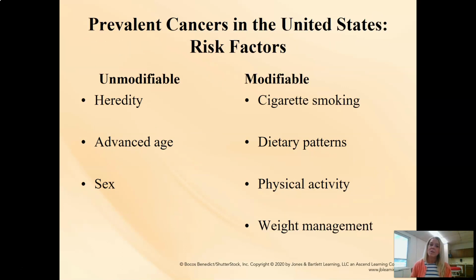Some of the risk factors for cancer are modifiable, some are not. The ones that we can't change are things like our heredity, what's passed down to us from our parents. Advanced age: older people tend to be a little bit more susceptible to more types of cancer. And sex: some cancers affect women more, some cancers affect men more. Some of the risk factors that are modifiable include cigarette smoking, dietary patterns, physical activity, and weight management, which are all things that we've covered in previous chapters.